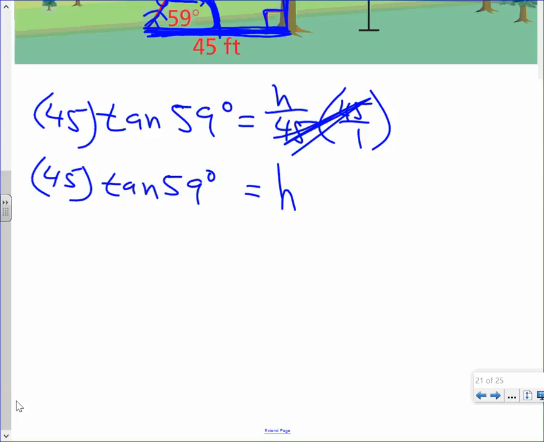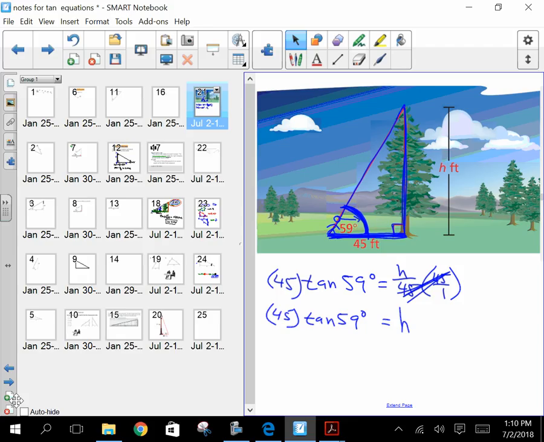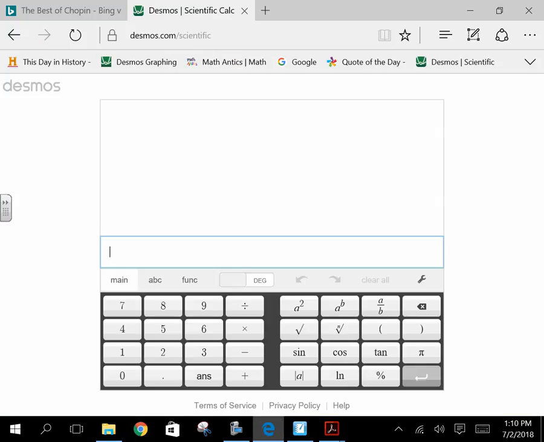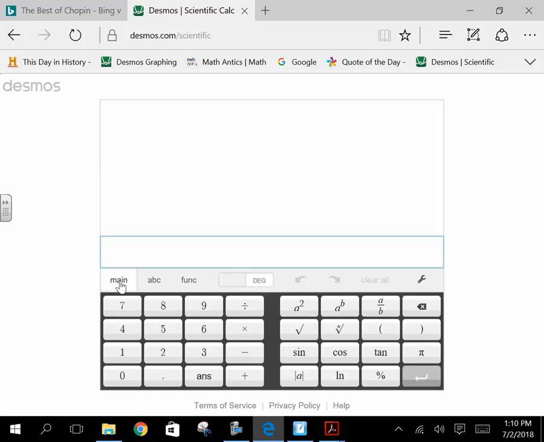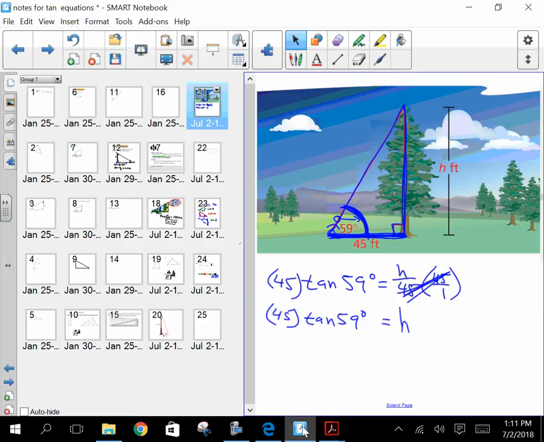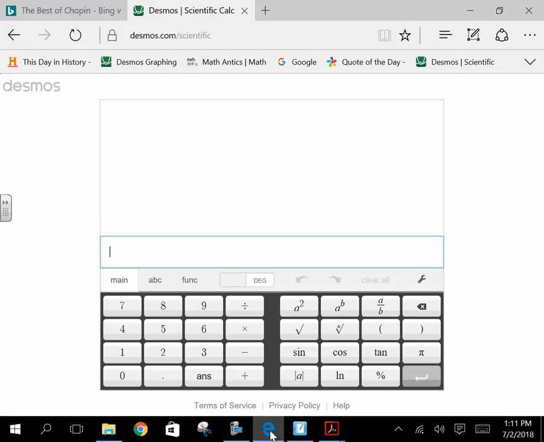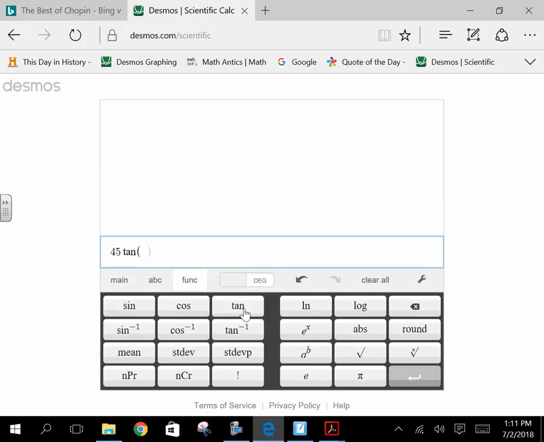Let me show them. Because they're a little behind here. Watch this. There we go. Watch this. I'm going to go function. Is it 45? Yeah, 45. So 45. Let me hit the function button, hit tangent. 59.